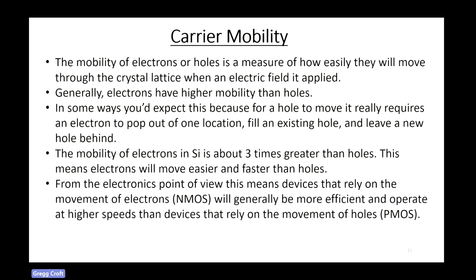For a hole to move, it really needs an electron to pop out of one location, fill an existing hole, and then leave that new hole behind. Whereas an electron, if it's just a free electron, can kind of zip around, no problem. In silicon, the mobility of electrons is about 3 times greater than holes. This means the electrons will tend to move faster and easier than the holes do.